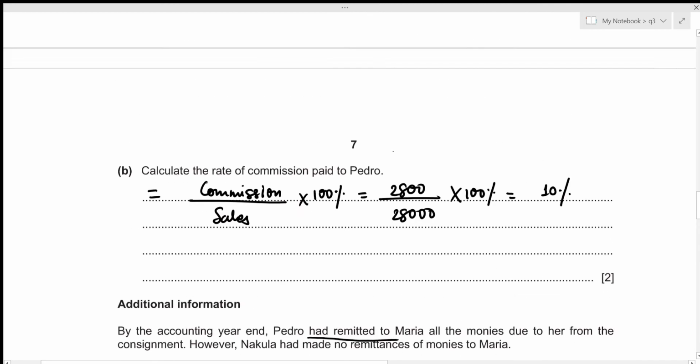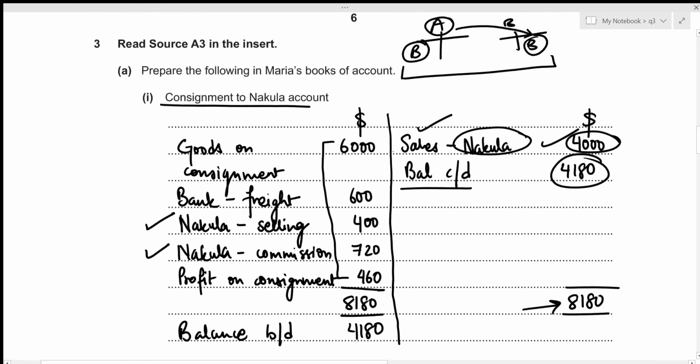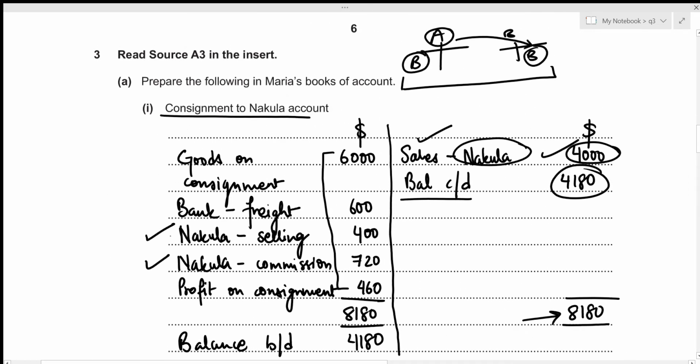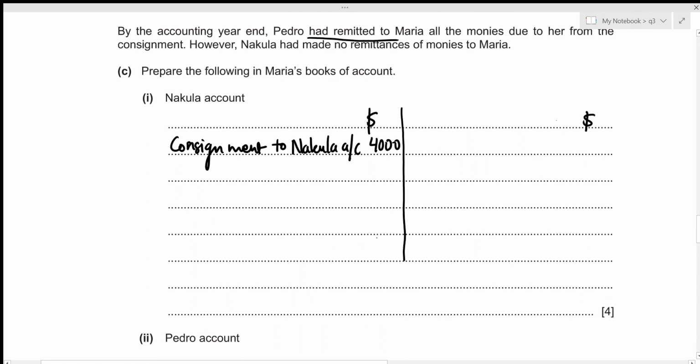Okay, let's have a look above. Again, we have Nakula on the debit side amounting to 400. So this will be recorded in Nakula account under the heading of consignment to Nakula account with the same value of 400 on the credit side. So let's do that. We have consignment to Nakula account amounting to 400.